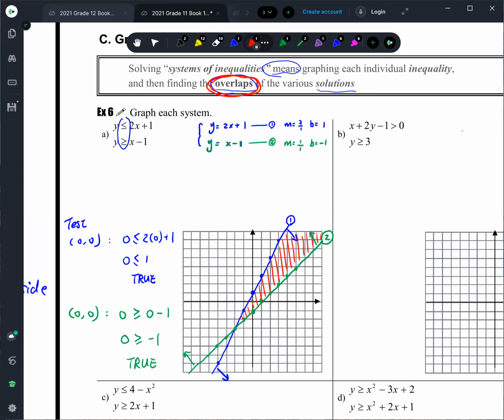Okay, so if you get a system, which means more than one inequality, okay? You need to do it separately. Think about which side each one needs to shade, and then you only shade the overlap. Okay, where both regions cover. Okay, any question how we get that red part?